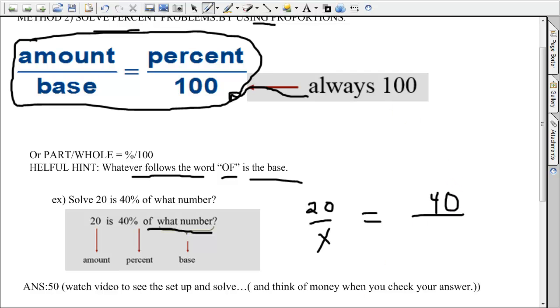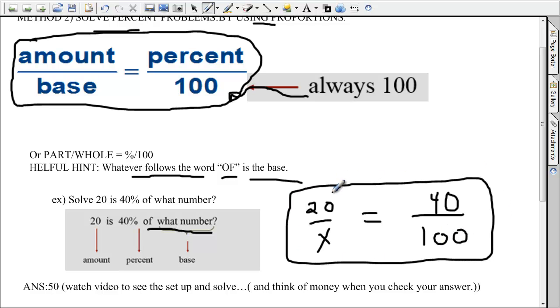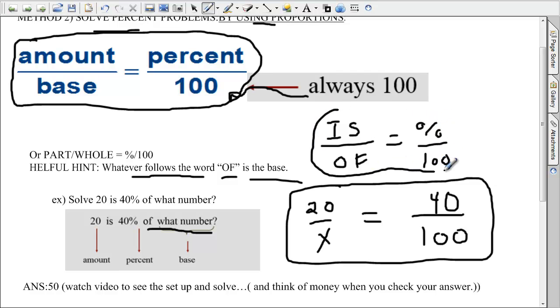and we will remember that we always have to have 100 here. Okay, so this is just an alternative method for dealing with this type of problem. Another way I've seen it in some textbooks, a lot of people say, oh, this is where we do is over of. Is over of equals percent out of 100. So if you follow that general strategy there, it'll work.